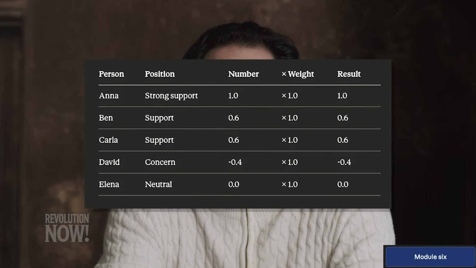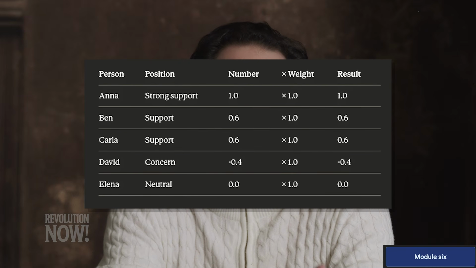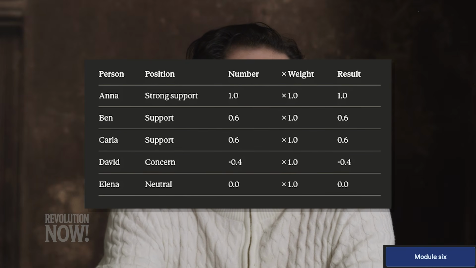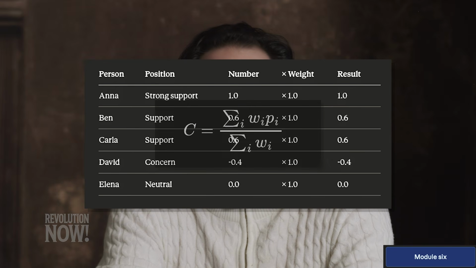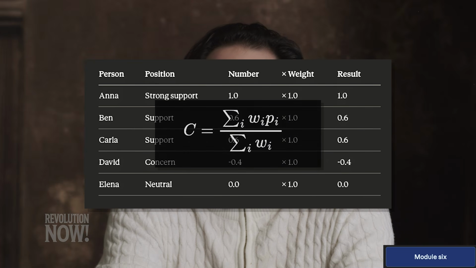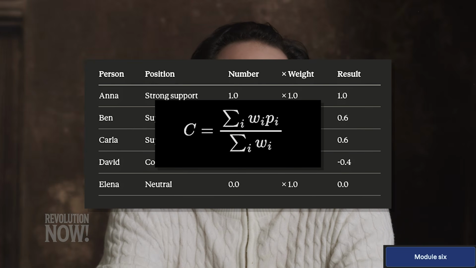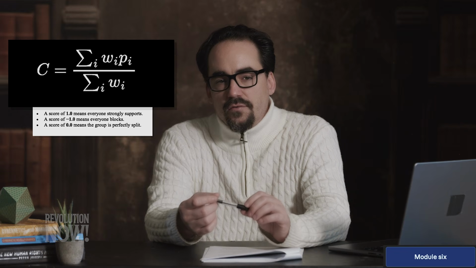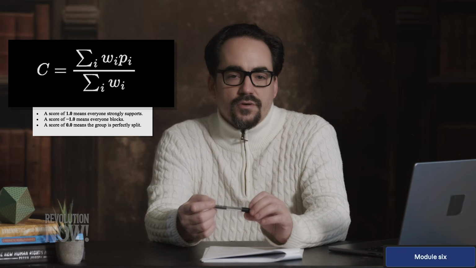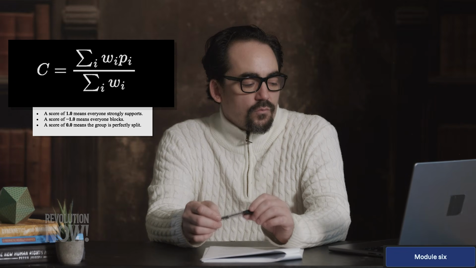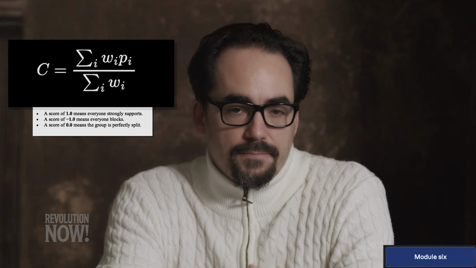And what you have is the following calculation for a consensus score, which is fairly basic. Multiply each person's preference number by their weight, add all of those up, then divide by the total of all the weights. And this gives you the overall direction and intensity of the group's preferences. A score of 1 means everybody strongly supports. A score of -1 means everybody blocks. A score of 0 means the group is perfectly split.